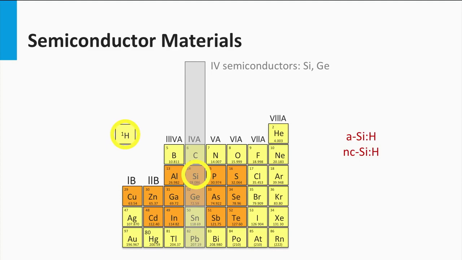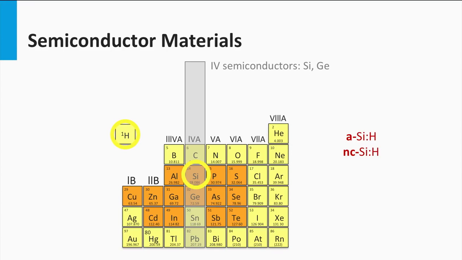The typical lattice structure is either amorphous or nanocrystalline. Nanocrystalline is also called microcrystalline in the literature. In a moment I will come back to how these lattices really look. A dash is the abbreviation of amorphous, and C dash is the abbreviation for nanocrystalline silicon.